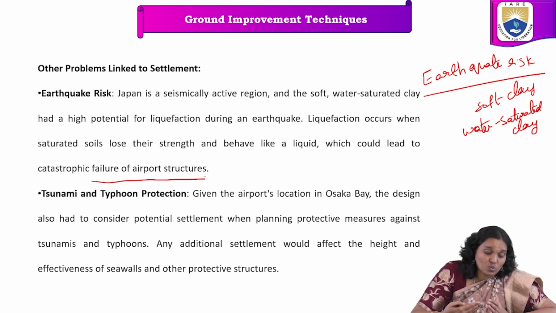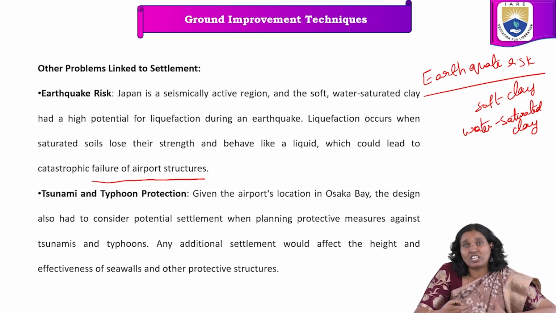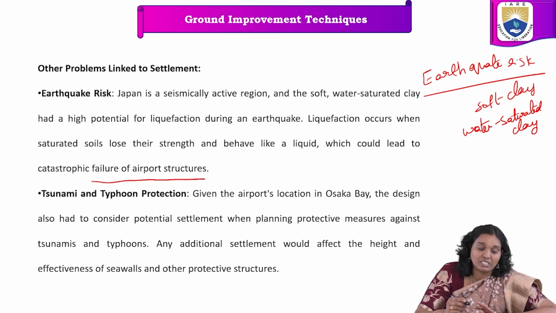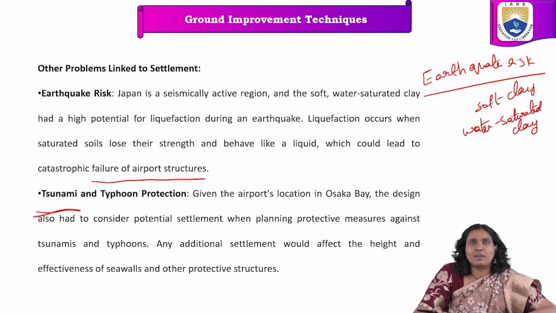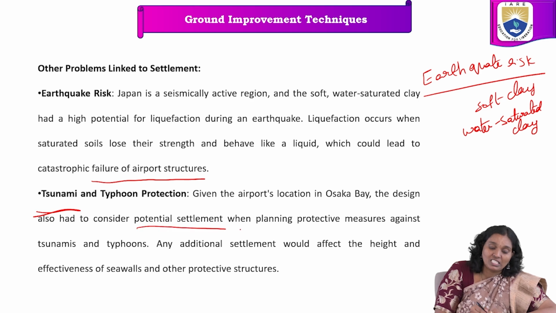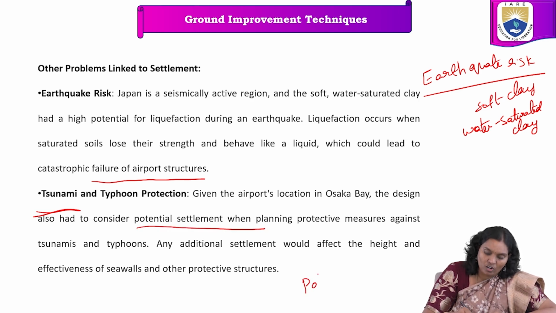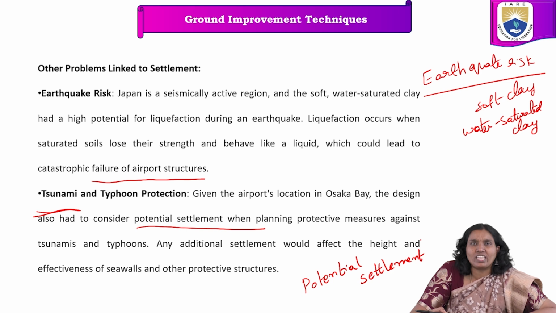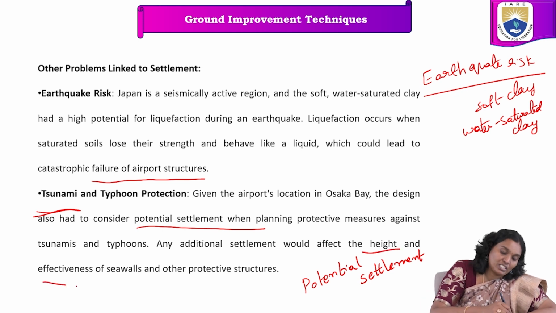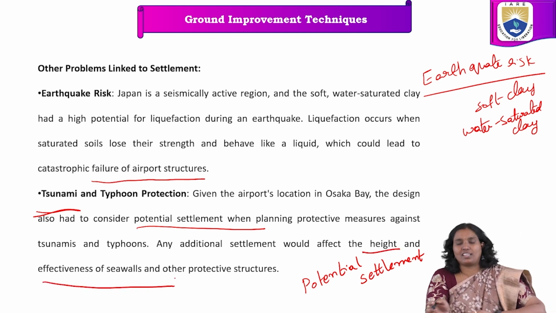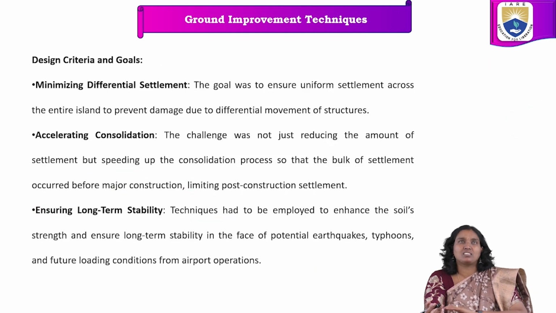There is also tsunami and typhoon protection. Given the airport's location, especially in these Japan areas, we may frequently observe tsunamis, and we also have to consider potential settlement when planning protective measures against the tsunami and other hazards from the sea. Any additional settlement would affect the height and effectiveness of the sea walls and other protective structures. These are the other problems which are linked to these things.